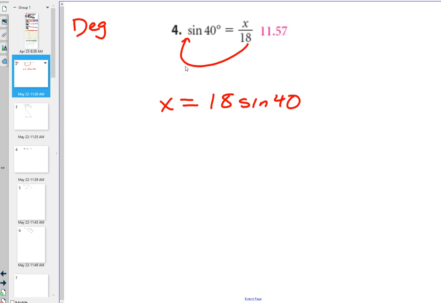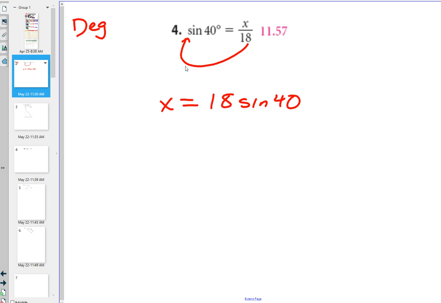Now the good news is most of you have calculators with multi-line displays, meaning when you turn them on, they blink at you. On those types of calculators, it's more like a computer where you can type it as you see it. Where I was from before, the calculators that were predominantly used were single line displays, so it got a little tricky. But you guys should be able to now just type in 18 sine 40.